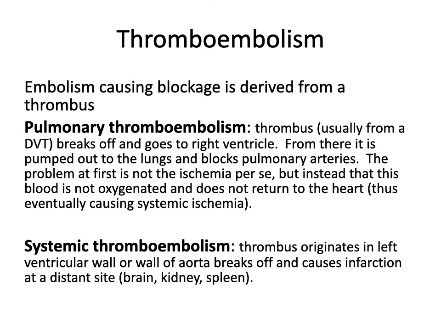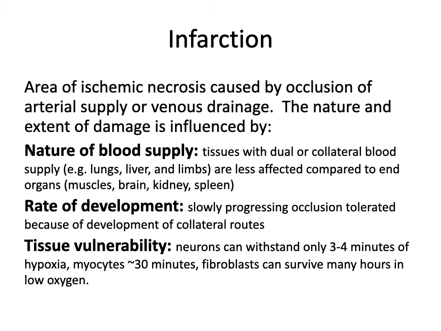Now, as a result of the blockage, infarction may occur, and how the tissue reacts will depend on the nature of the blood supply. Is there only one blood supply, or are there multiple collateral blood supplies? Number two, the rate of development, or how fast the clot forms. And number three, how vulnerable the tissue is to ischemia. There are some tissues that can withstand longer periods of time without oxygen. There are also tissues that cannot last very long without oxygen. This includes the heart muscles, the neurons, and so on.